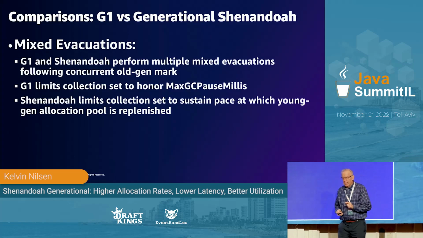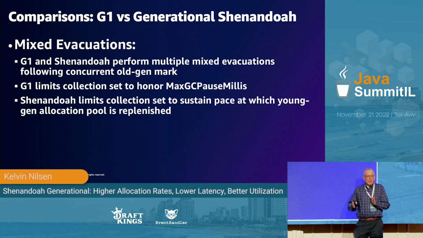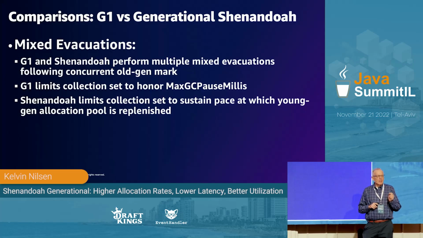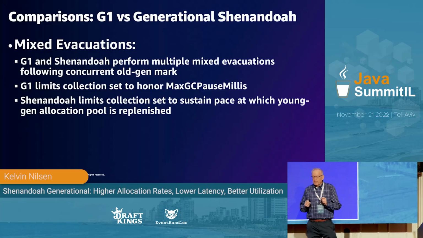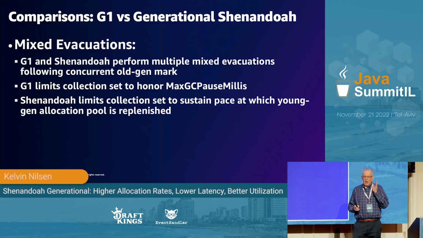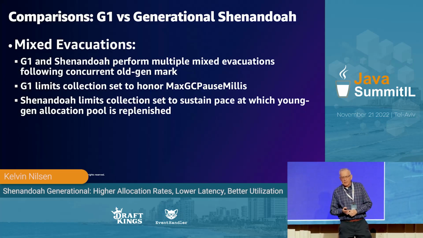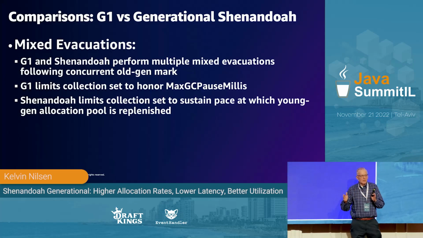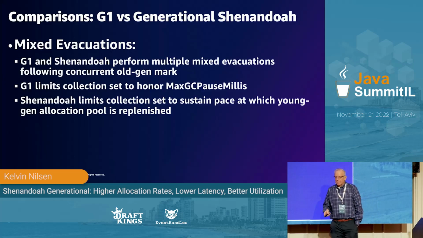With both G1 and Shenandoah, following an old gen mark, you get multiple mixed evacuation passes. The objective in G1 of limiting the size of each mixed evacuation is to honor the max GC pause millis specification that you gave it. You said, I want you to pause no longer than 400 milliseconds or 100 milliseconds. And so it limits how much it tries to evacuate in its mixed evacuations to honor that request.